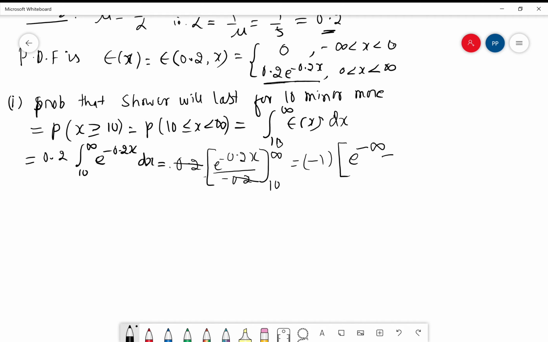Let's put x equals 10. 0.2 into 10 is 2. So e power minus 2. So the first term is 0 and goes off. So we are getting this as e to the power of minus 2, or 1 by e square. Or you can write the equivalent value by calculating, and you get 0.1863.